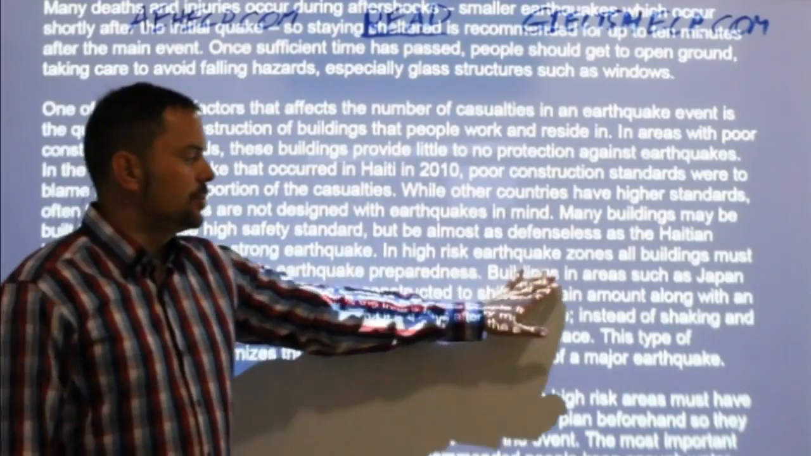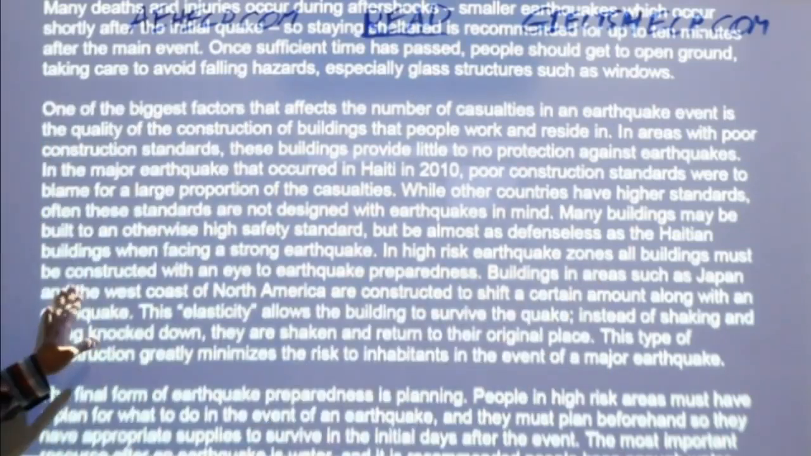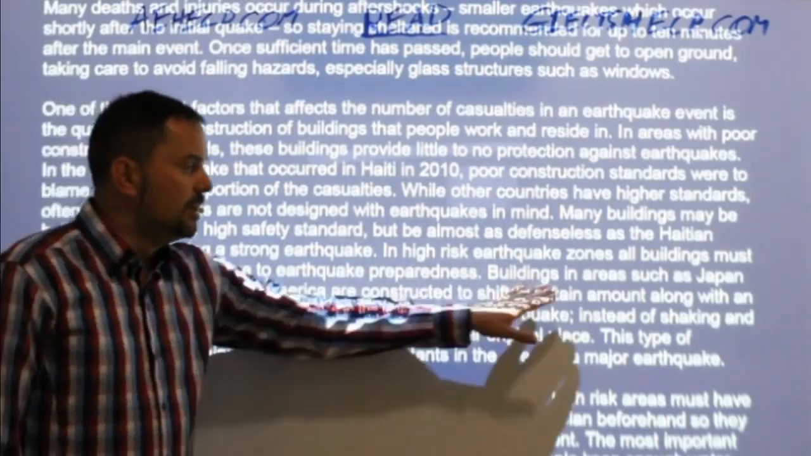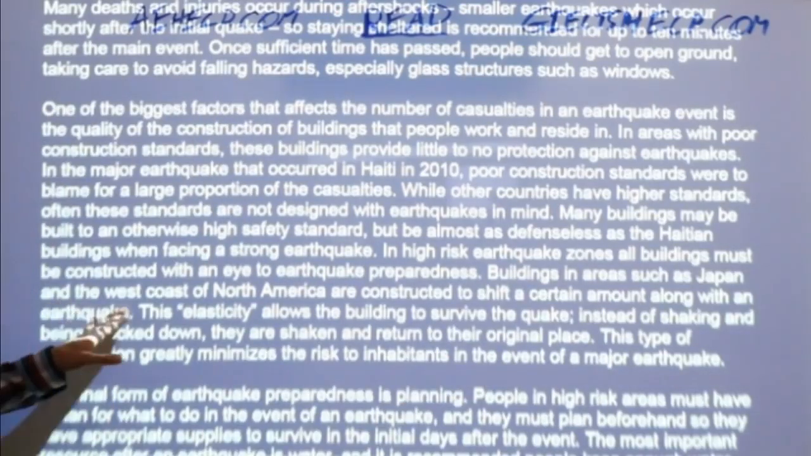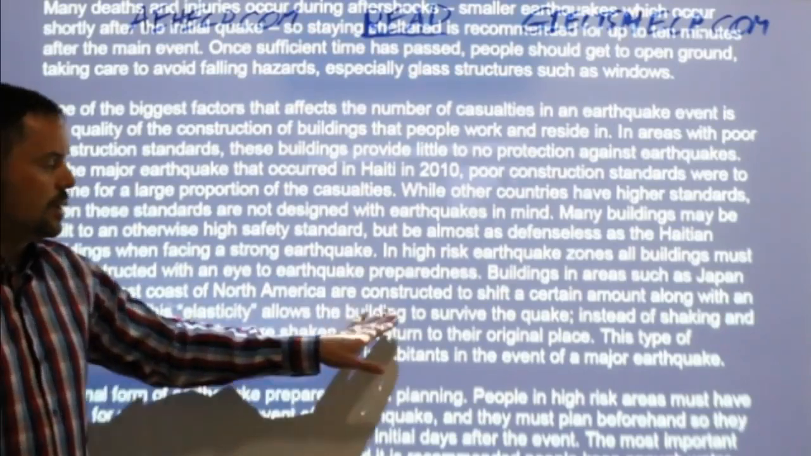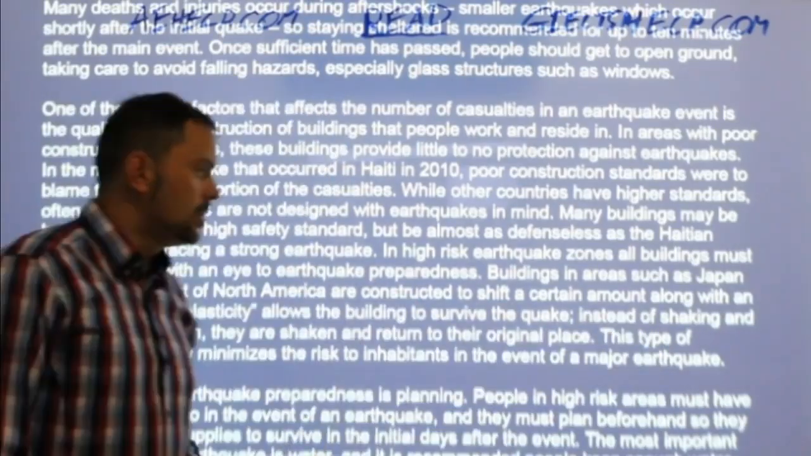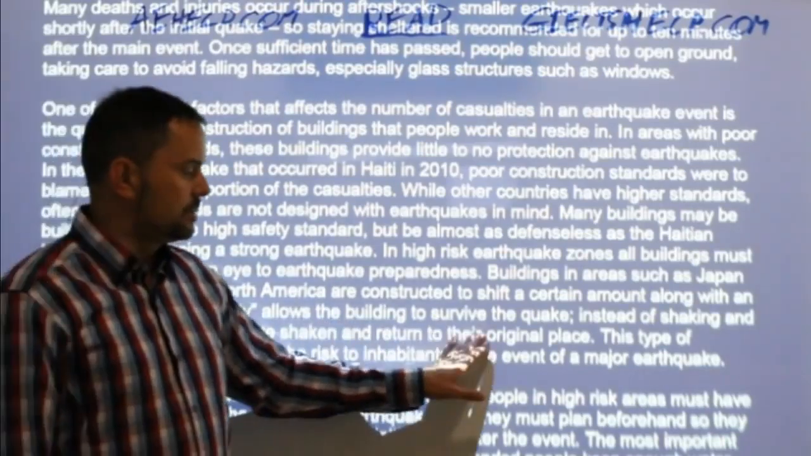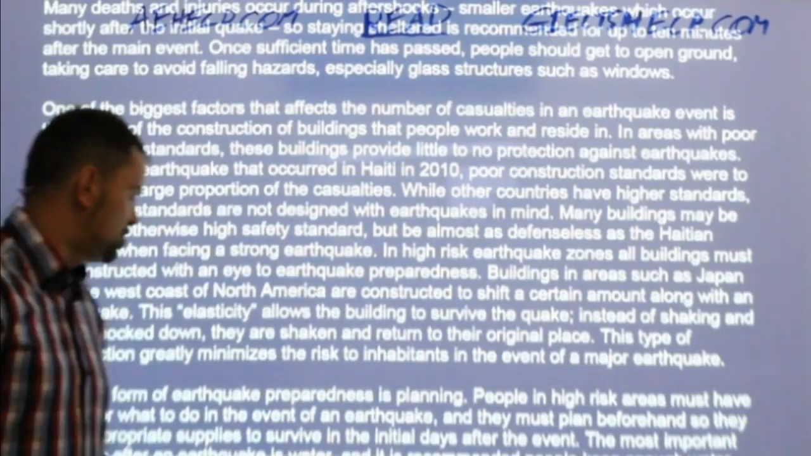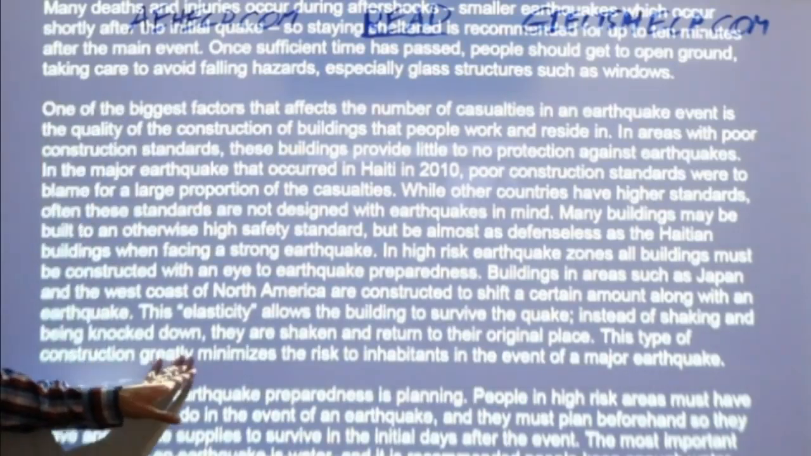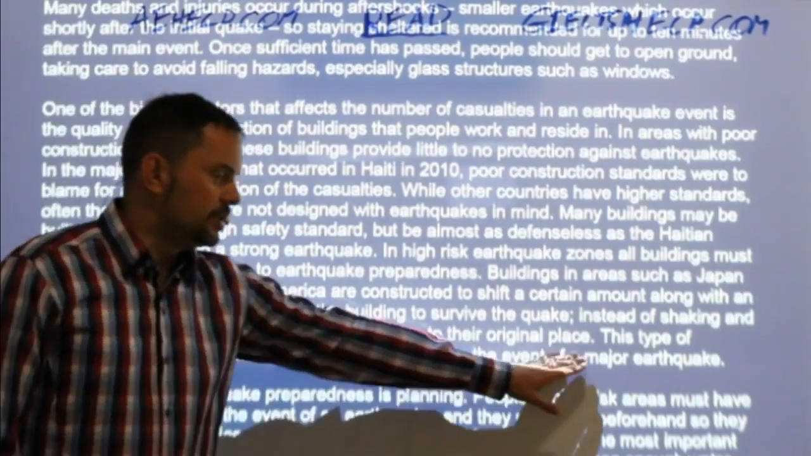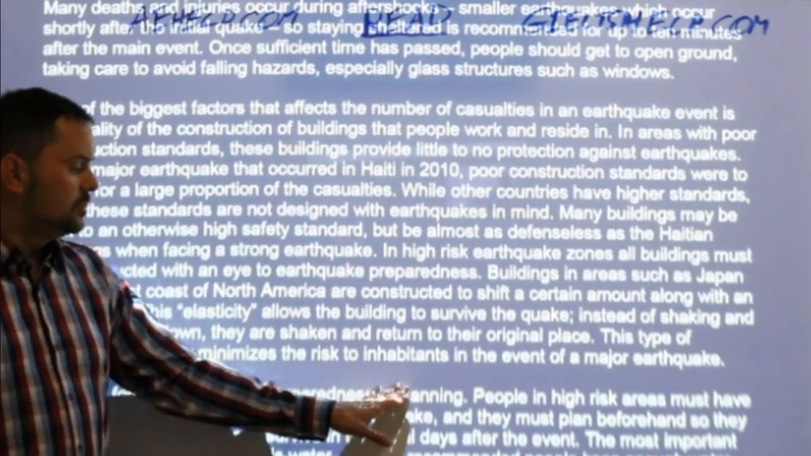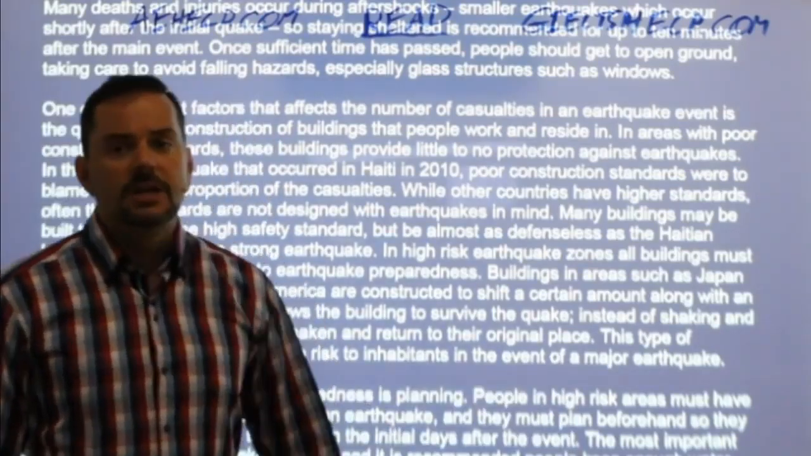In high-risk earthquake zones, all buildings must be constructed with an eye to earthquake preparedness. Buildings in areas such as Japan and the west coast of North America are constructed to shift a certain amount along with an earthquake. This elasticity allows the building to survive the quake. Instead of shaking and being knocked down, they are shaken and returned to their original place. This type of construction greatly minimizes the risk to inhabitants in the event of a major earthquake.